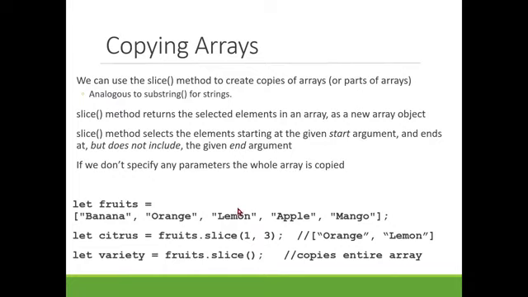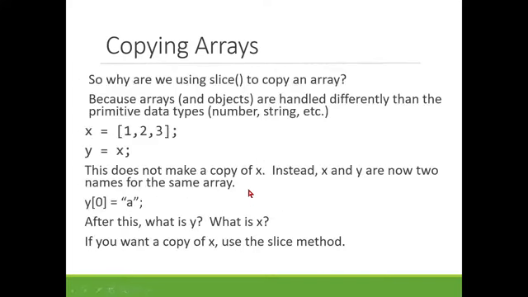If you want to copy an entire array, we use .slice with no parameters, and so this just gives you a copy of the whole thing. In fact, this is how we will copy arrays, using .slice with no values passed in. Just gives you a copy of the entire array. So why are we using slice to copy arrays? Because arrays and objects, when we get to them later, are handled differently than primitive data types.